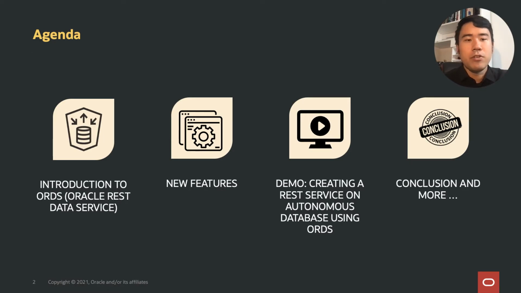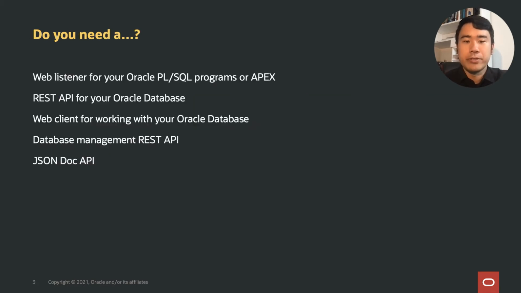Today, I would like to talk to you about how to build a modern application using Oracle REST Data Service. And the agenda is quite simple. First, I will give an introduction of Oracle REST Data Service. Then, I would like to walk you through some new features that we launched in 2021. Next, I would like to give you a demo of how to create a REST service on Autonomous Database. Last but not least is the conclusion.